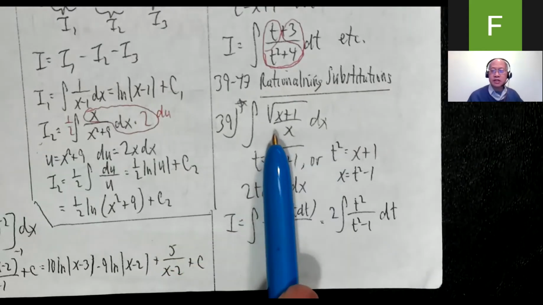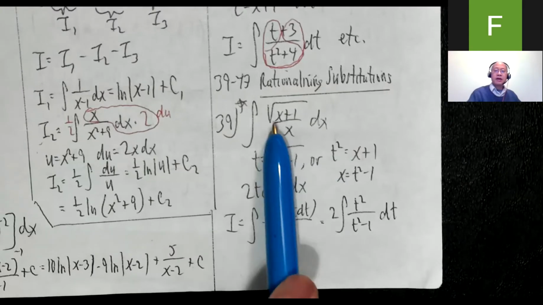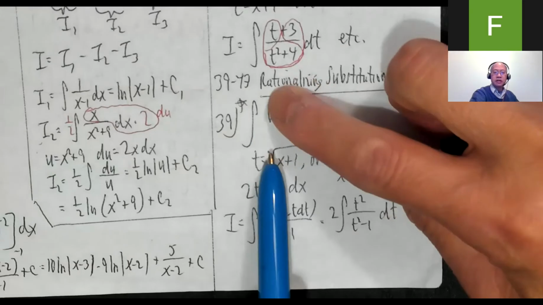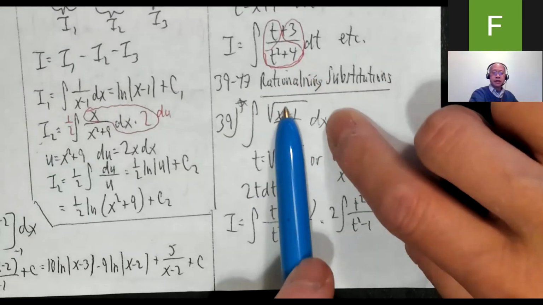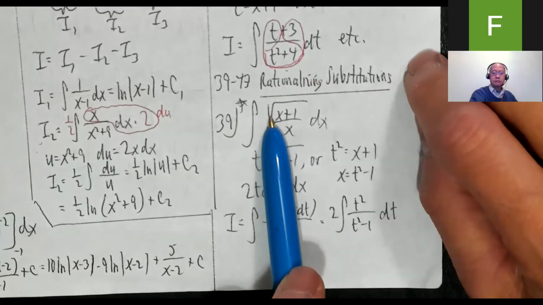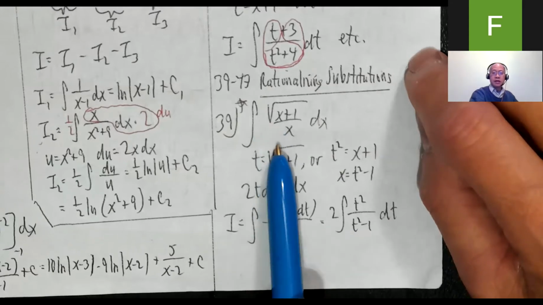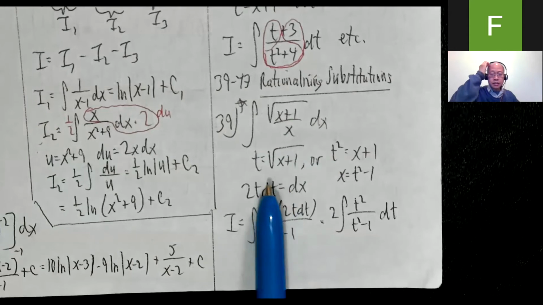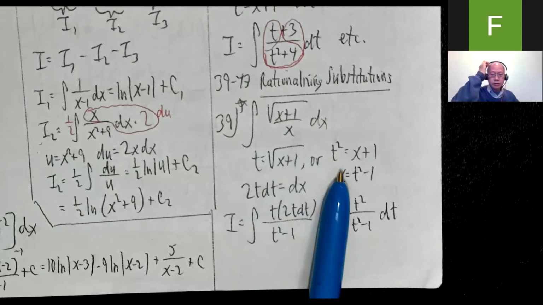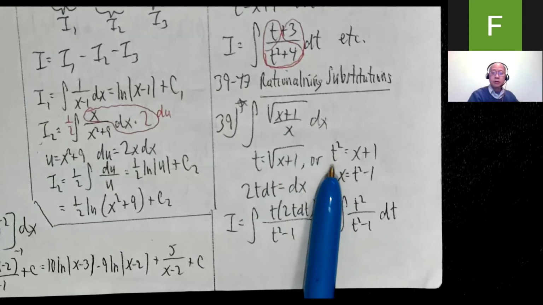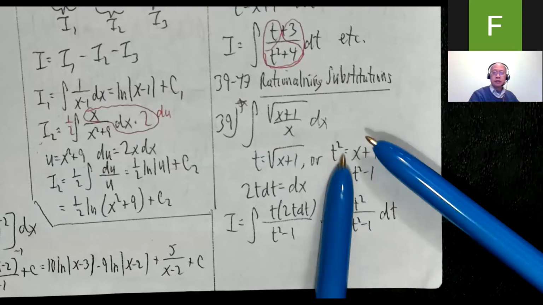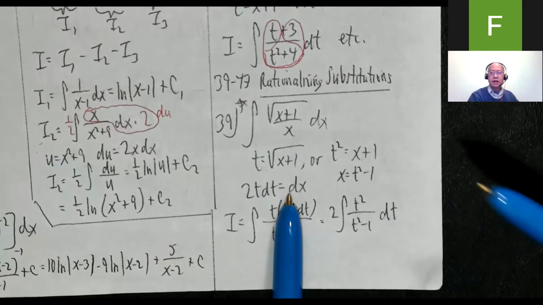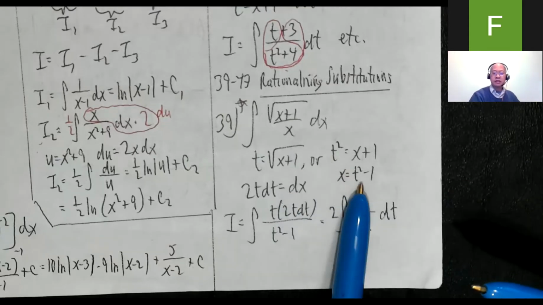Okay, so the game we play for this one is to say, well, I don't like the square root of all of that. How about I'll just call that t? Let t be the square root of x plus 1, that whole thing. And then I can get the ball rolling. So t equals the square root of x plus 1. Now I square both sides. t squared equals x plus 1. Differentiate both sides. 2t dt equals dx. And x is equal to t squared minus 1.